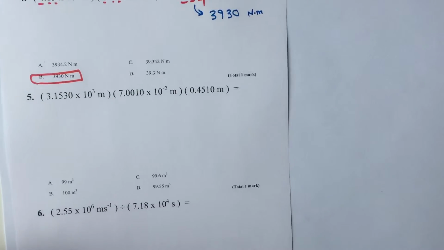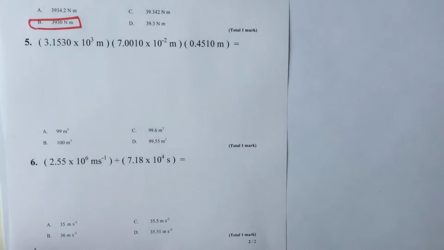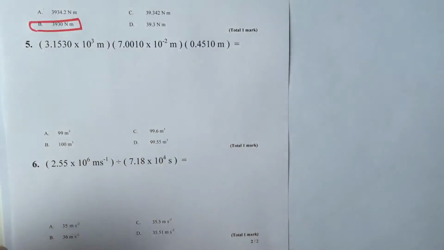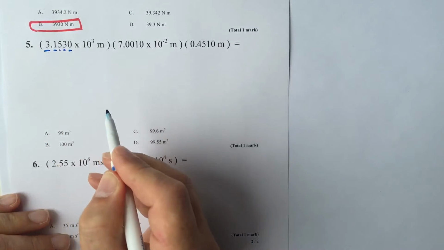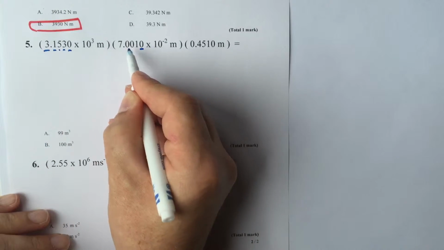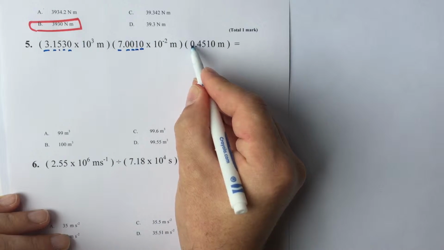Number 5. So number 5 looks more difficult, but really it's the same thing. We are going to identify which of these 3 numbers has the least number of sig figs. This number has 1, 2, 3, 4, and this one counts as well, 5. Here, the same thing. This one counts. This one, 1, 2, 3, 4, 5. Here we have this 0 does not count.